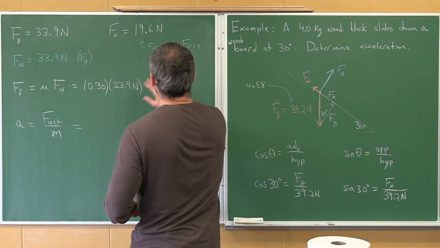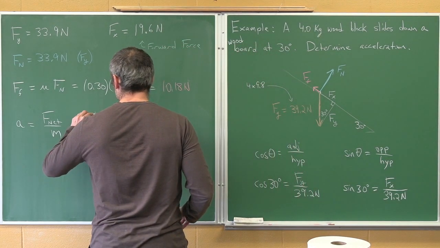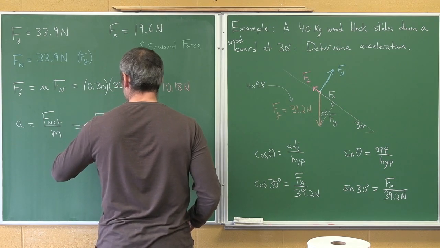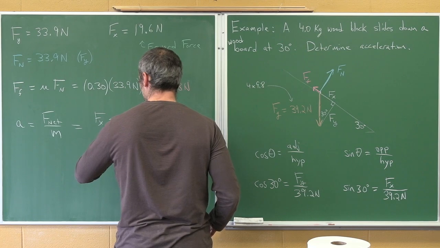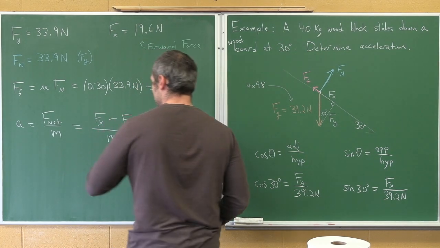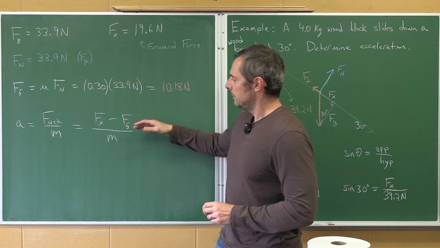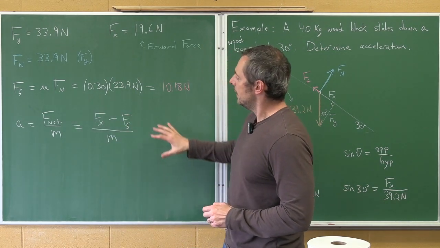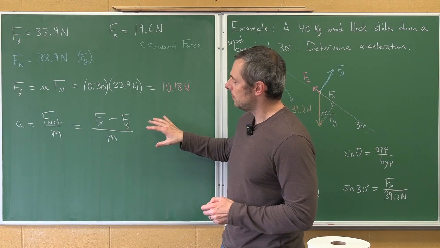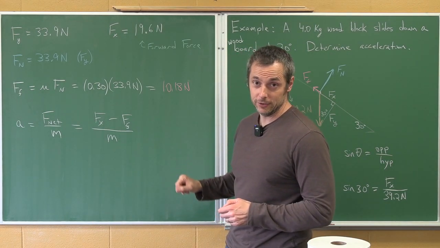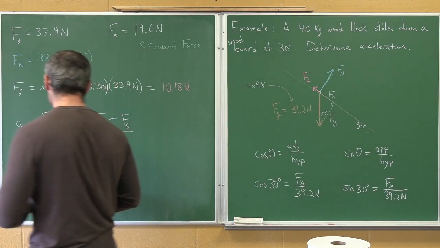So, as I said, this forward force is the x component of gravity minus the force of friction all over mass. Now, you don't have to write this out because that formula is sufficient, but put it in your notes so if you're confused about what I'm going to do with the numbers, you could look back here and see where things came from.